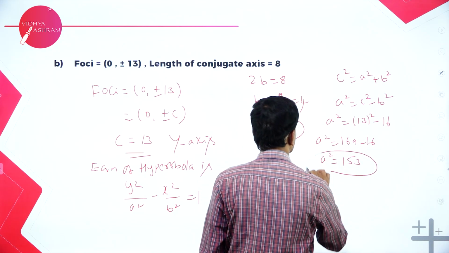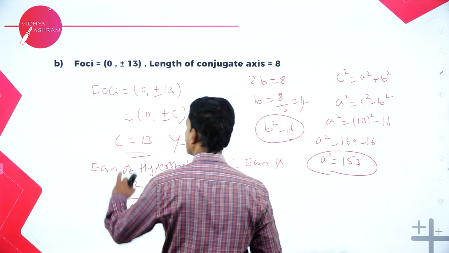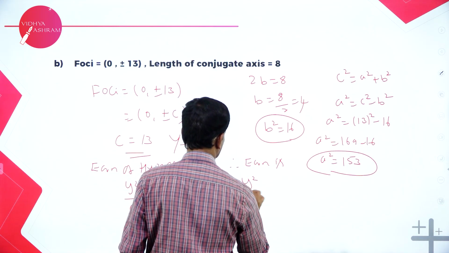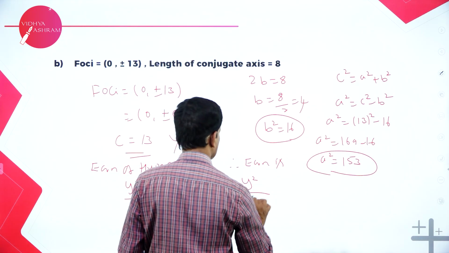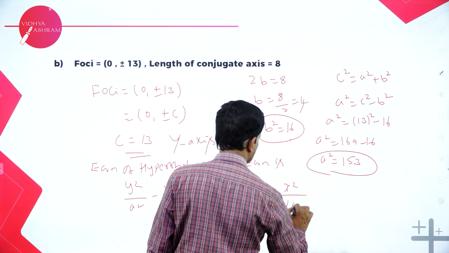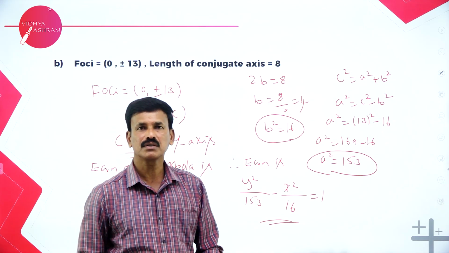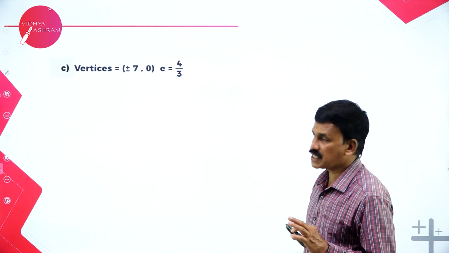So, therefore, what is the equation of the hyperbola? y square divided by a square, a square is equal to 153, minus x square divided by b square, b square is 16, is equal to 1 is the required equation of the hyperbola. That's it. Let us take the next problem.